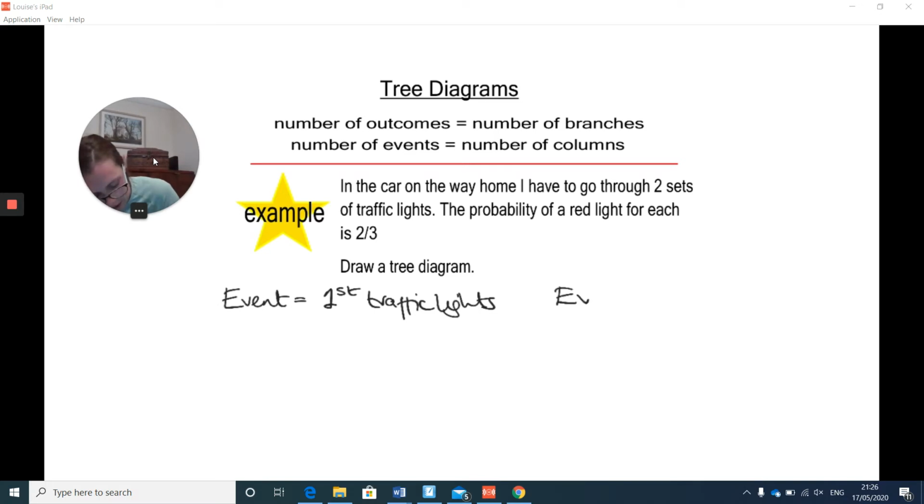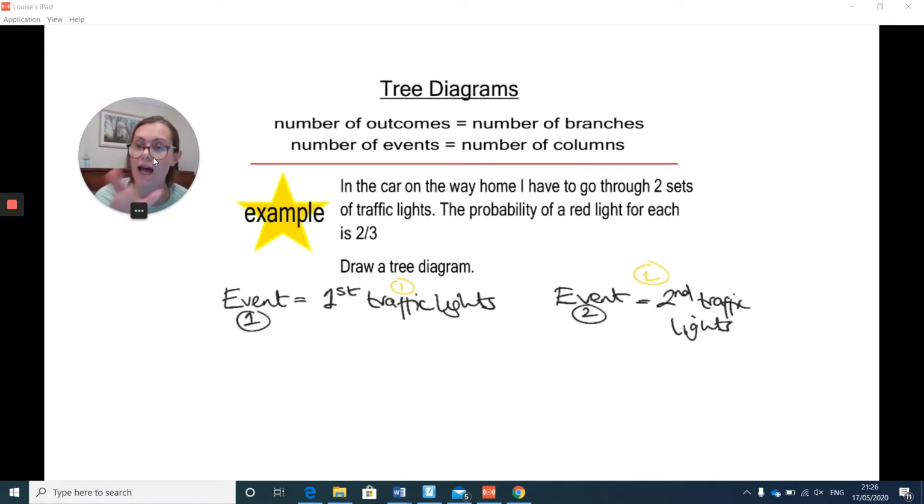And my second event, call that event 1, event 2, is going through the second set of traffic lights. Okay, because you can't go through 2 sets of traffic lights at exactly the same time. So the second set of traffic lights, so that looks like this. So automatically I know I'm going to have 2 columns because I've got 2 events. So column 1, column 2.